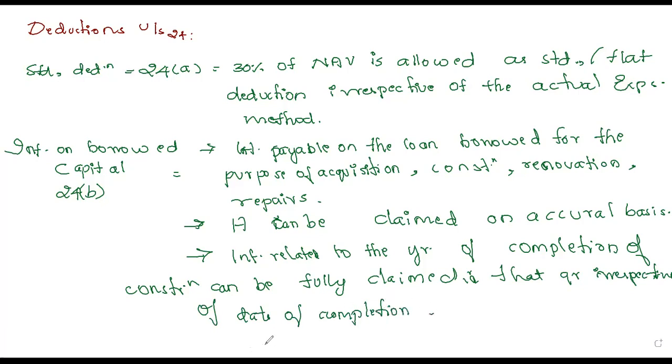Irrespective of the date of completion, you don't worry about the date of completion, but still, whatever interest has been related to a particular year, especially for construction purposes, you can fully claim that. So that is still the year of completion. You can claim your interest and you can also pay the amount that you have borrowed.